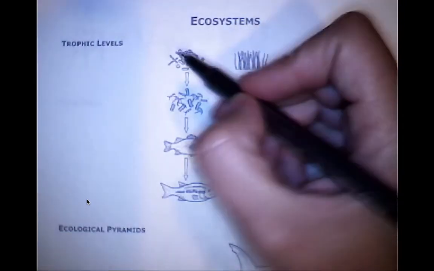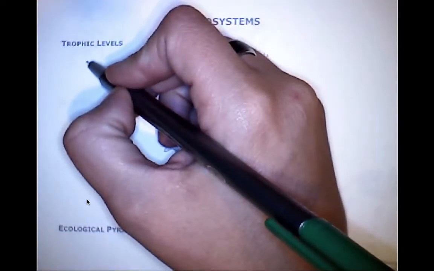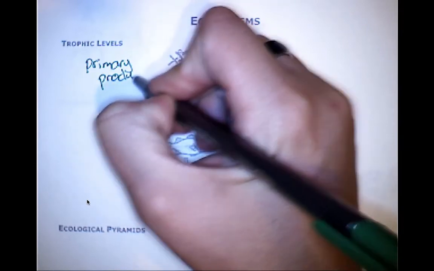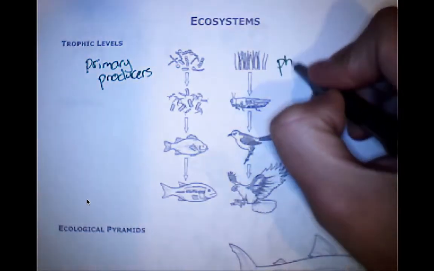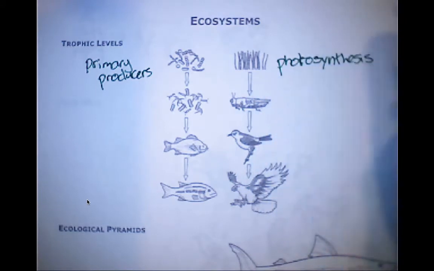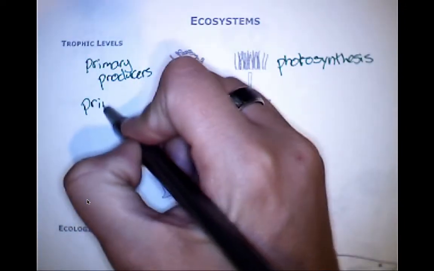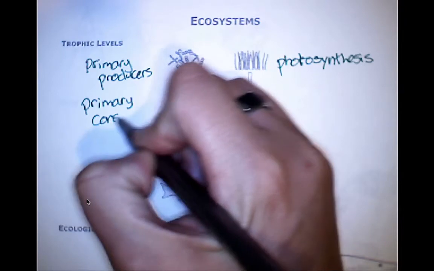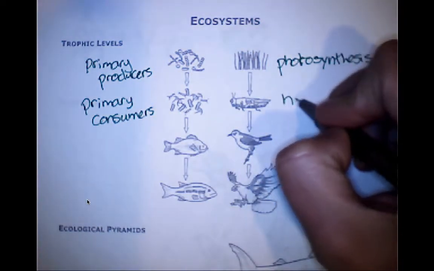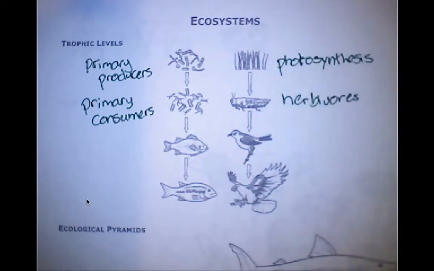And so at the very bottom of every food chain, or trophic level, you have your primary producers. These are your photosynthesizers, okay? They're doing photosynthesis. Then the next level, you have your primary consumers, or you have your herbivores, okay? These guys are eating the primary producers.